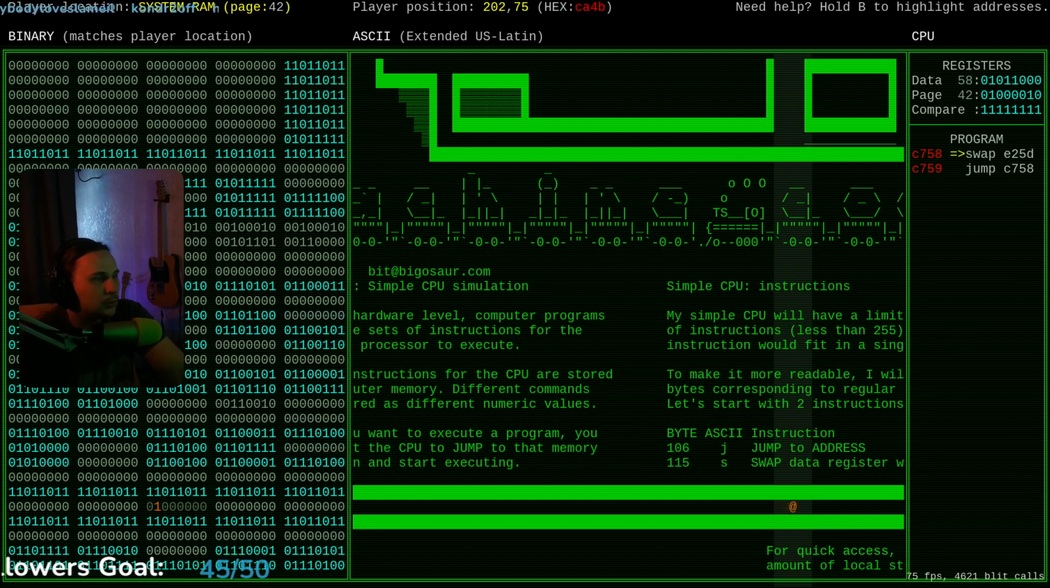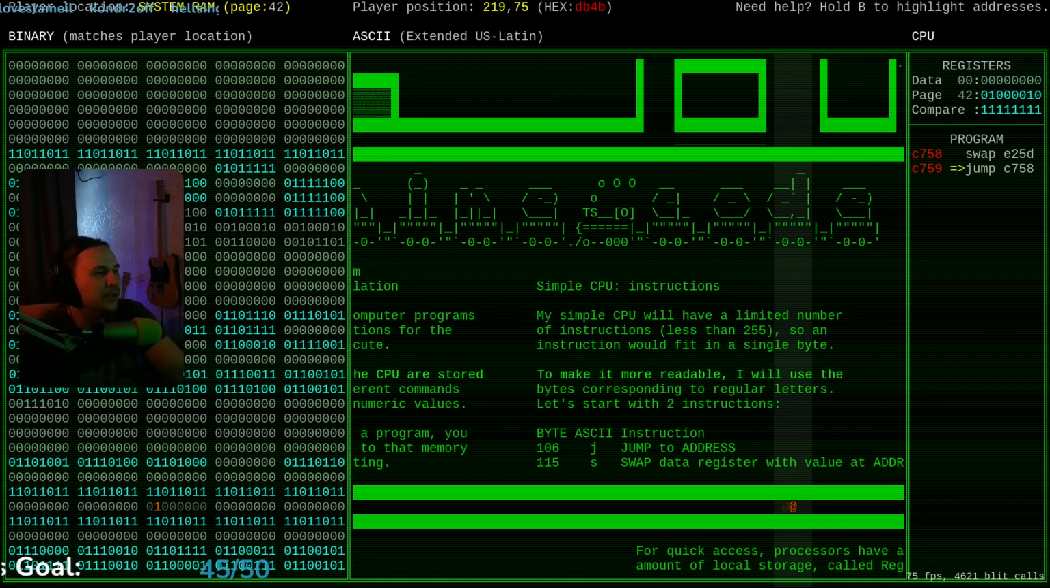Simple CPU instructions. My simple CPU will have a limited number of instructions, less than 255, so an instruction would fit in a single byte. To make it more readable, I will use the bytes corresponding to regular letters. Let's start with 2 instructions.